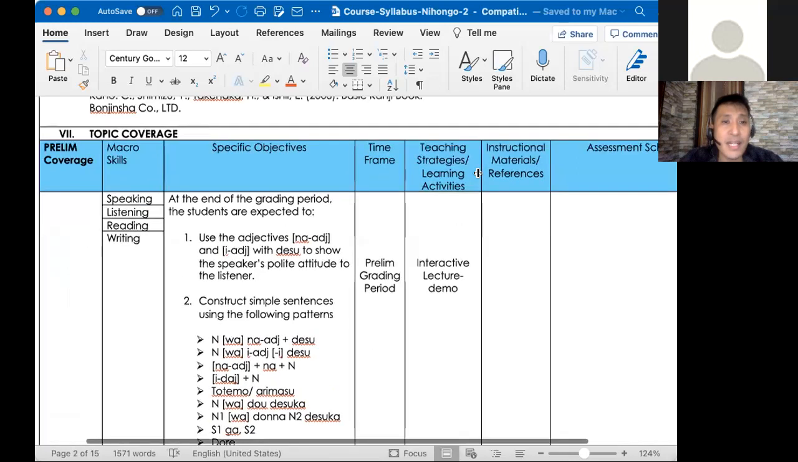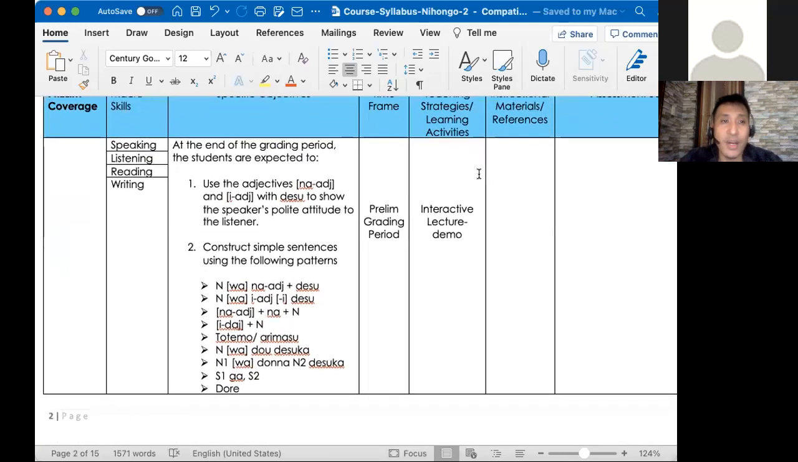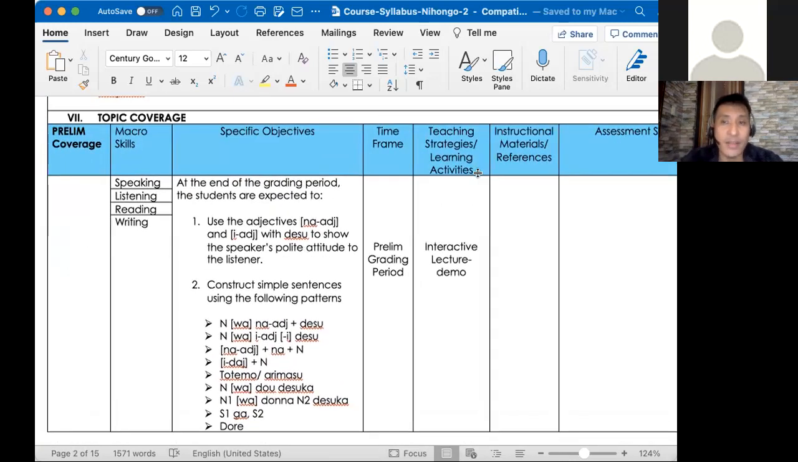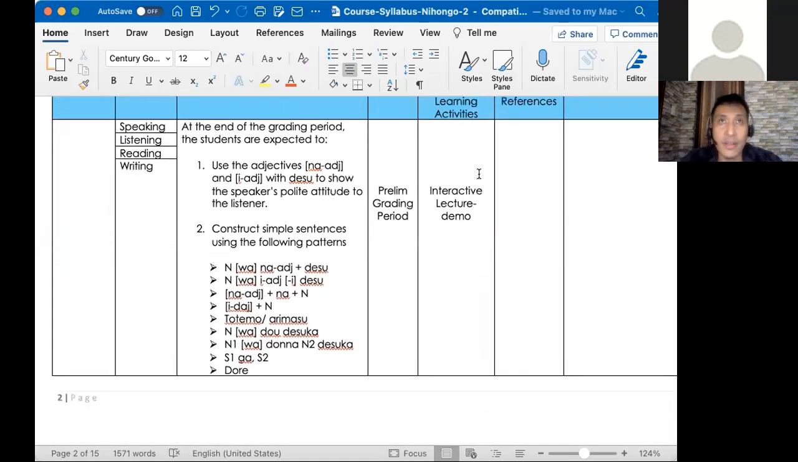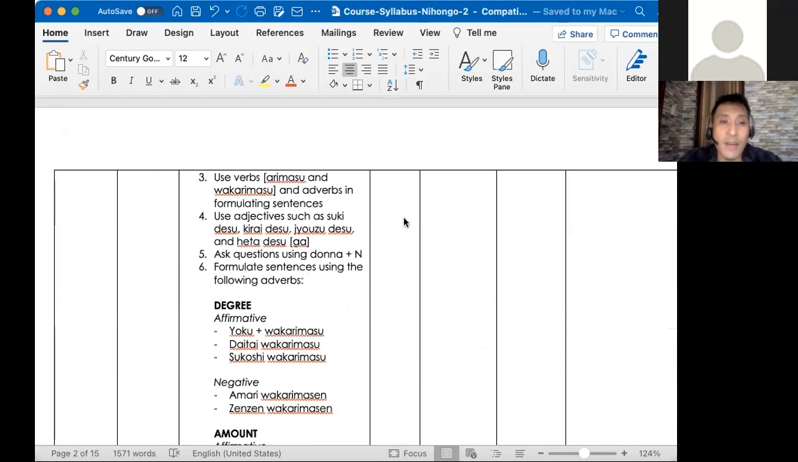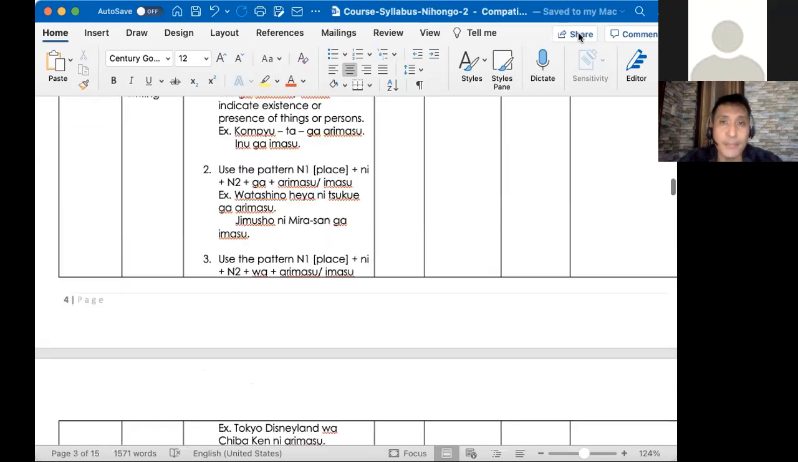I will not be discussing the content of the specific objectives of this course anymore, because actually the objectives here are the same objectives that we can find in the modules. So as you can see in the modules, you can find the same objectives there actually.